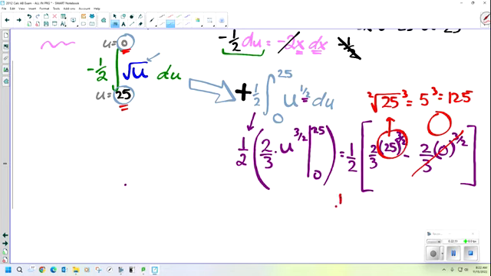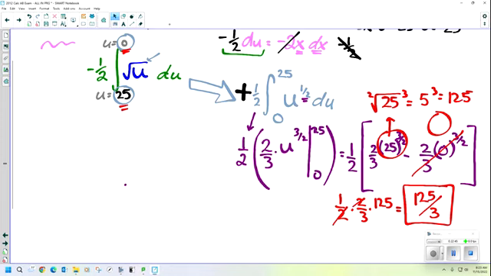So I have 1/2 times 2/3 times 125. All right, well, one thing I know, these 2's are going to cancel. And when everything's all said and done, if I did everything right, I just end up with my 125 over 3. And that's the answer.